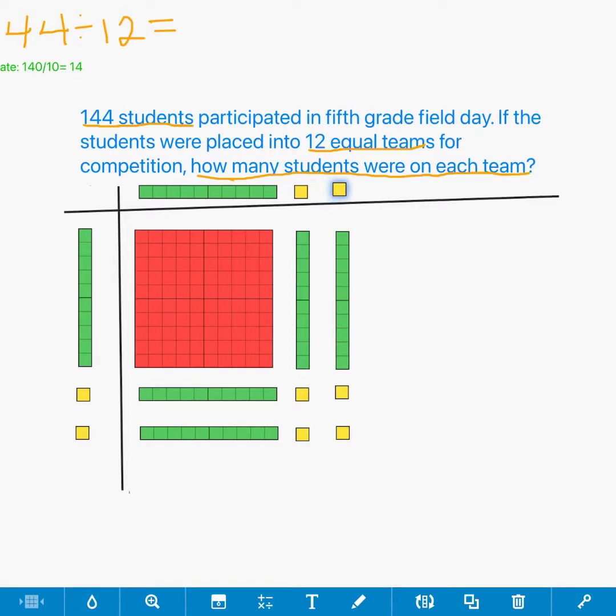And to find my answer, I just need to add what's outside and on the top of my box. So that's 10, 11, 12. So my answer is 12. So there are 12 students on each team.